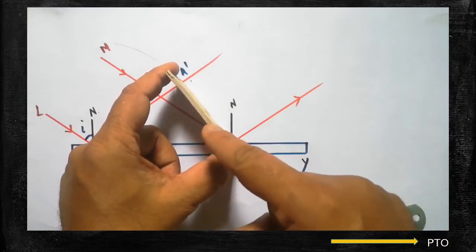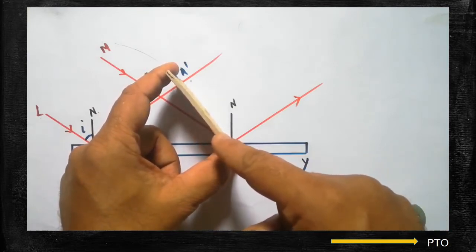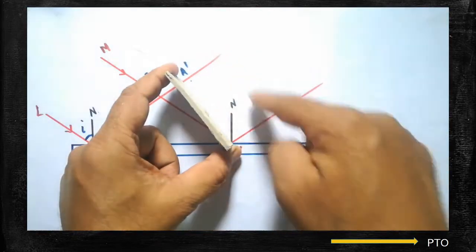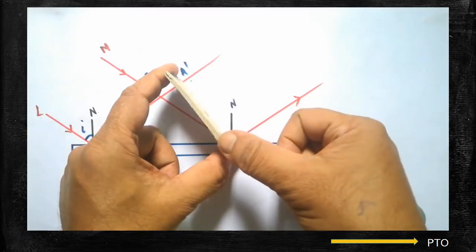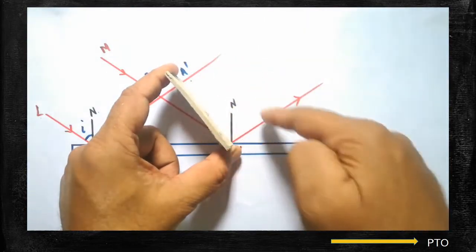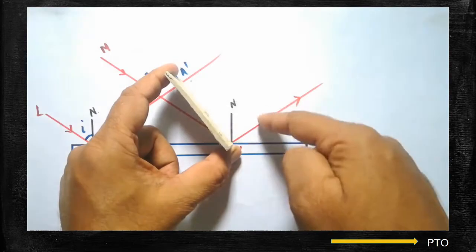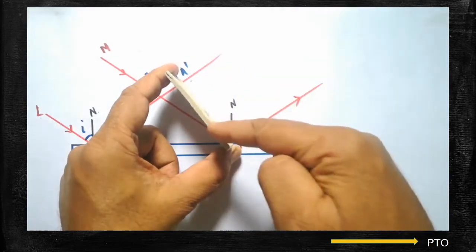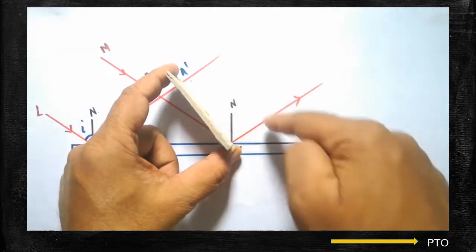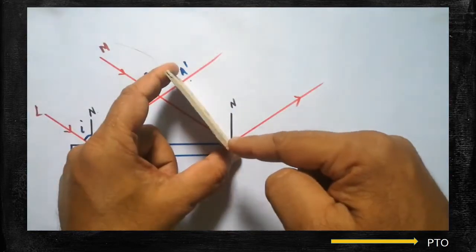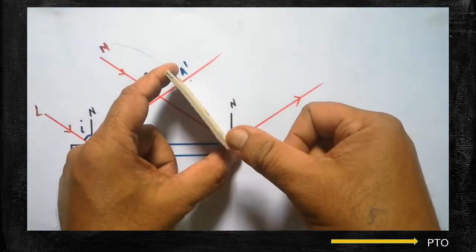So what I am keeping now is called the reflected wavefront. Always the wavefront must be drawn perpendicular to the rays. These two are the reflected rays. For that I have to draw one wavefront. That wavefront must be perpendicular to the rays. I have shown the three-dimensional form of the reflected wavefront.